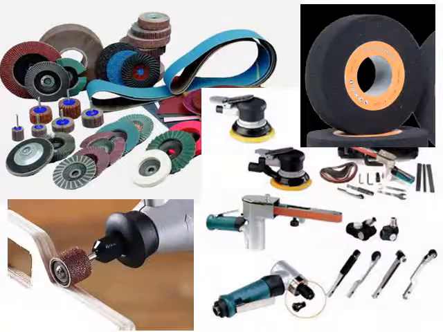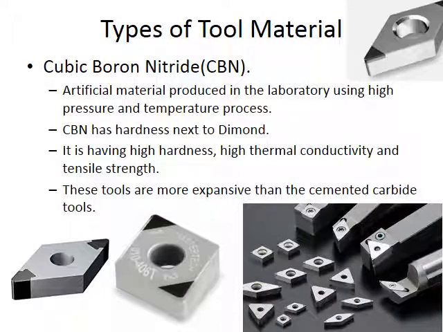So you can see this. Second point, you can go for cubic boron nitride (CBN), which is very important. It is an artificial material produced in the laboratory using a high pressure and temperature process. CBN has a hardness next to diamond. Diamond is first, and next to diamond is CBN. An important point is that it has high hardness, high thermal conductivity and tensile strength. These tools are more expensive than cemented carbide tools, costlier as compared to cemented carbide tools.